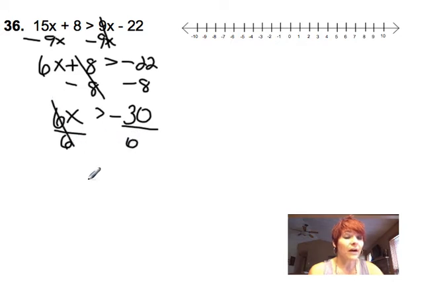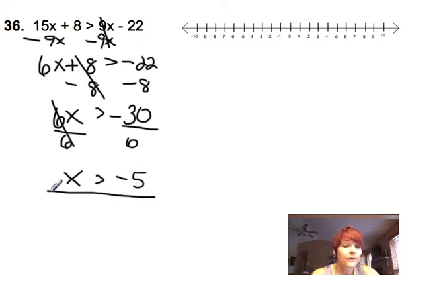Now we divide by 6. So the 6's factor out, and I end up with 1x. This time, I divided by positive 6, so the symbol's going to stay the same. Greater than, and that's going to be negative 5. So there's my solution to the inequality.